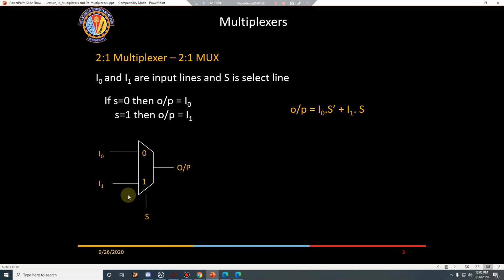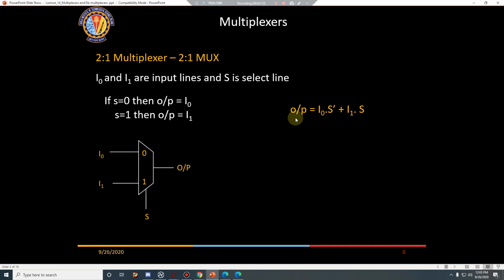Okay, so when the input is given to the output, there isn't any modification, right? No, like 0 would be given to 0 only. If I0 is 0, say S is 0, the output will be 0. If I0 is 1, the output will be 1. This is just interconnecting. It is like making a short circuit between one of the inputs and the output. At any given time only one of them will be connected to the output.